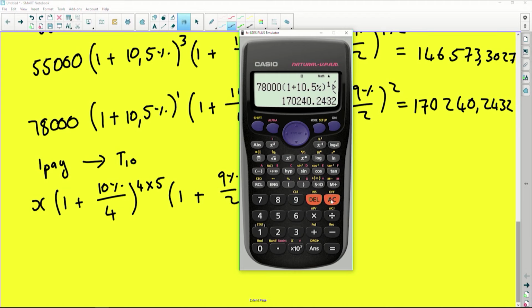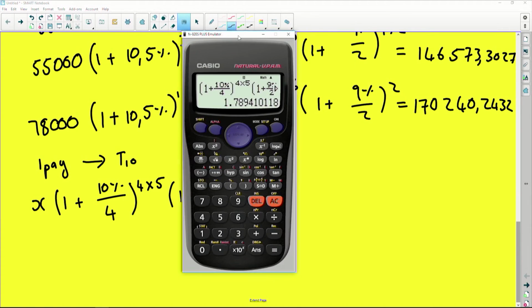So if I take this, I'm going to clear that. We're not going to need those for now. I'm going to have 1 plus 10% divided by 4. That's all going to be to the power of 4 multiplied by 5. And that's going to be 1 plus 9% divided by 2, and that's all going to be raised to the exponent of 2. So that gets me this value over here.